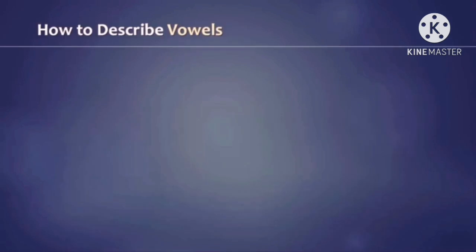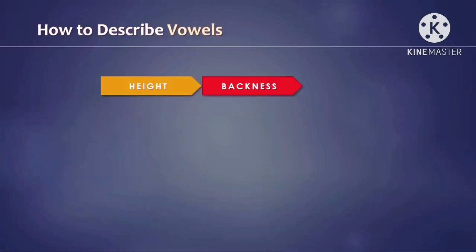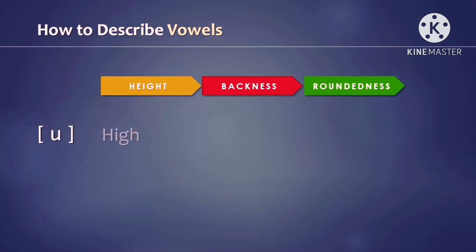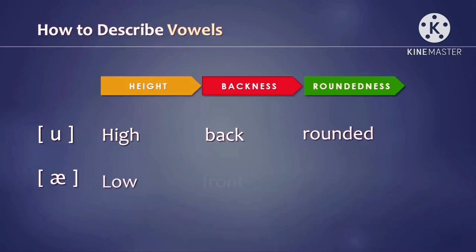Just like with consonants, there is a specific order that linguists use when describing vowel sounds: height, backness, roundedness. For instance, U is a high, back, rounded vowel. A is a low, front, unrounded vowel. Remember, we've been talking only about monophthongs. If you want to characterize diphthongs in terms of these criteria, you must do so for the starting vowel quality as well as the ending vowel quality.